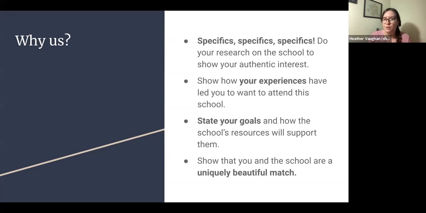Additionally, you want to state your goals and how the school's resources will support them, right? So this looks a little bit towards the future, thinking about your goals as an undergraduate, but also your goals after college, right? What do you want to do with your degree? And how will this school support you in getting towards those goals? And then finally, reiterating once again, show that you and the school are a uniquely beautiful match.